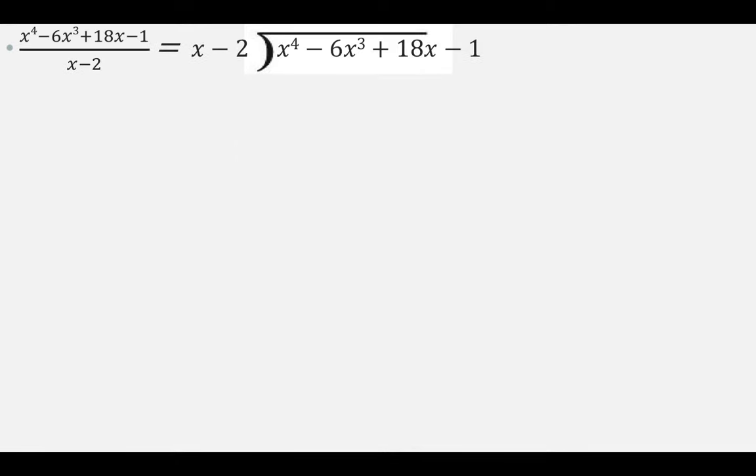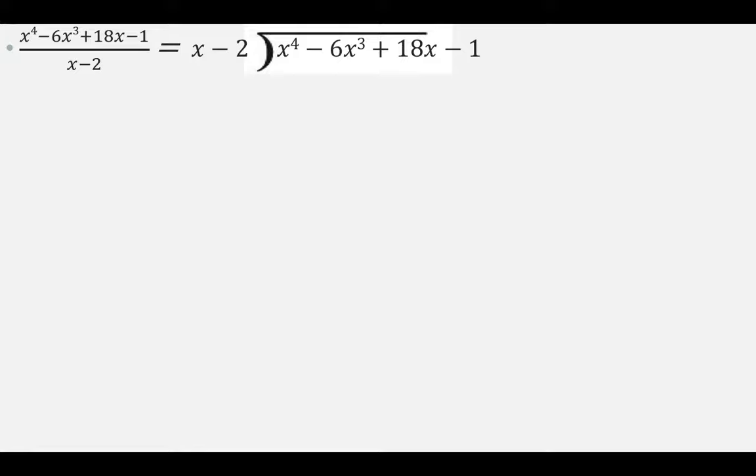So on the problem to the right of your paper there, we have this right here. We have x to the fourth minus 6x third plus 18x minus 1, all divided by x minus 2. So I went ahead and I already wrote it with the little division symbol here. So I have x minus 2 divided by, and then my whole numerator right there. So we're going to go ahead and try to look at the process of how we divide polynomials.